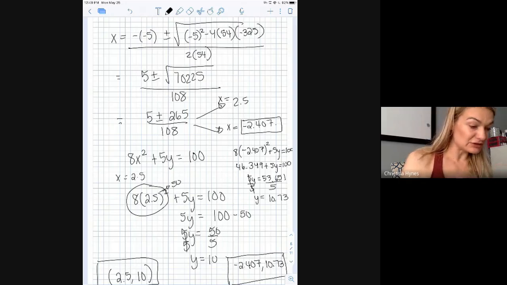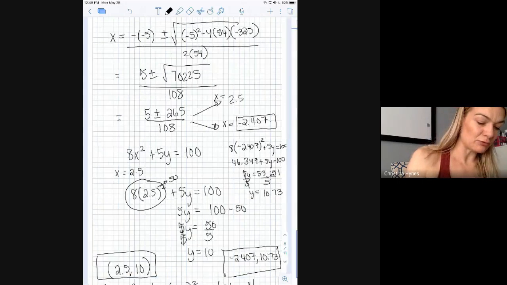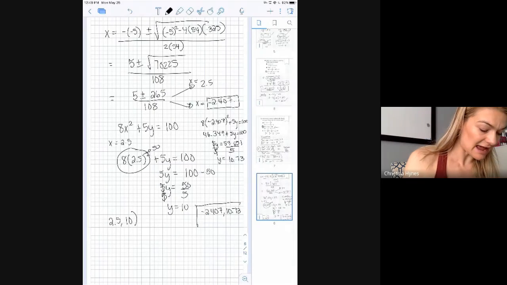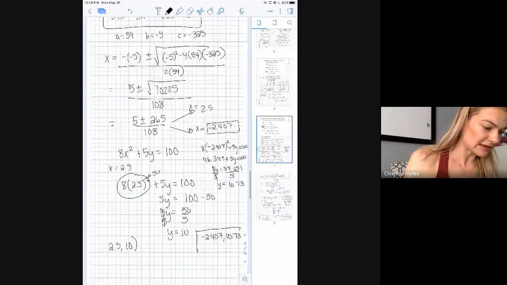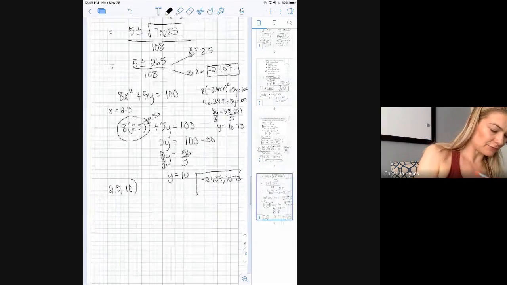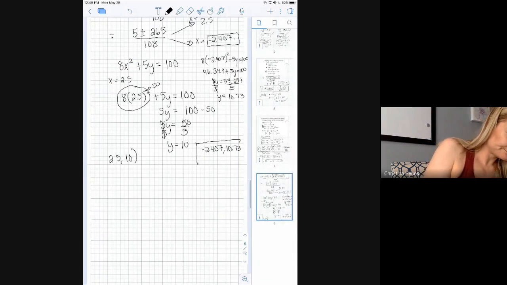Now I'm going to redo that question, but I'm going to do it with substitution, because it is an important skill to have and know how to do substitution. Okay. So I'll start with the original question. I'll just rewrite that for you guys. So now I'm doing substitution.